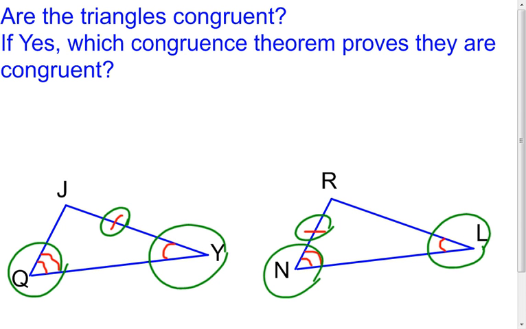You have to be careful with AAS. Remember, the side has to be opposite corresponding angles. In my first triangle, notice side JY is opposite angle Q, which is the double arc. Now when I come over here, my side, segment RN, is opposite the single arc. So are these triangles congruent? Technically there's not enough information here, but for now, we're going to say that these triangles are not congruent. Even though it looks like angle, angle, side, it's not, because the side is not opposite the corresponding angle.